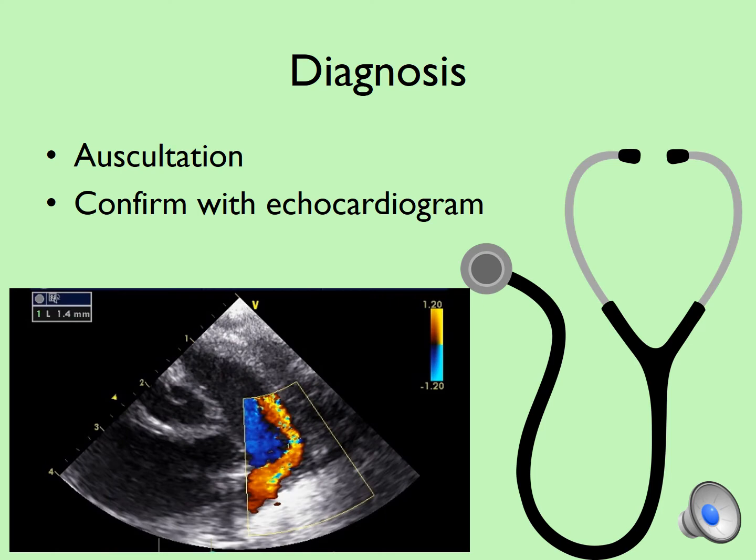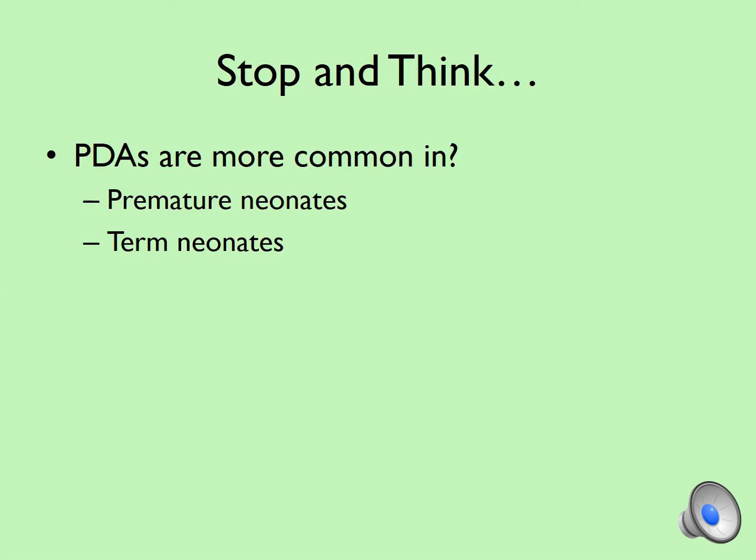All right, so in order to diagnose PDA, typically it is initially diagnosed with auscultation using a stethoscope to listen to the heart murmur, and then it's confirmed with an echocardiogram. So I want you guys to pause right here and think, are PDAs more common in premature neonates or term neonates?